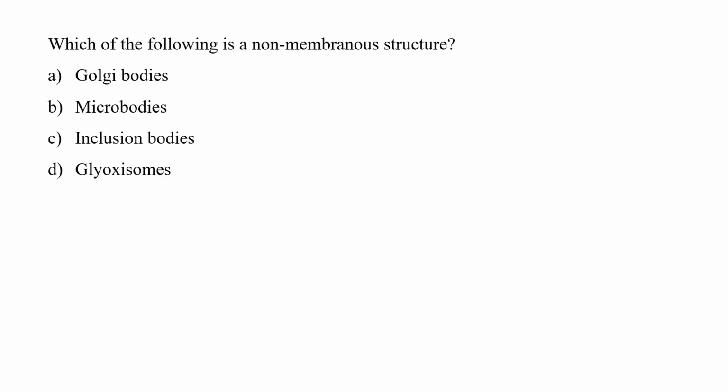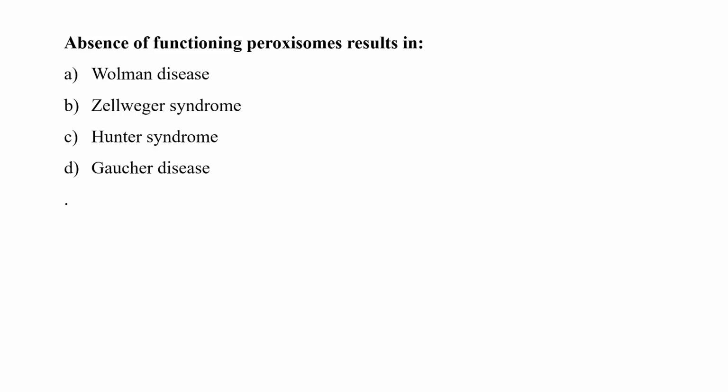Which of the following is a non-membranous structure? Golgi body, microbodies, inclusion bodies, or glyoxysomes. Inclusion bodies are the tiny particles that are freely suspended and floating within the cytoplasmic matrix, while the rest are examples of membranous organelles. So option C is the correct answer.